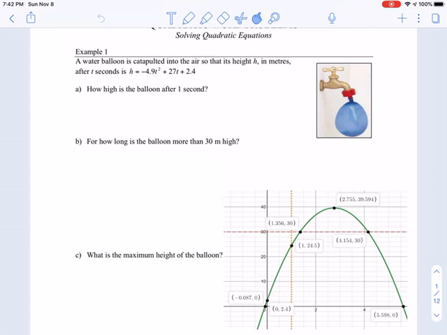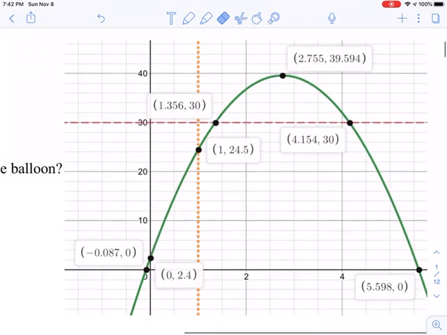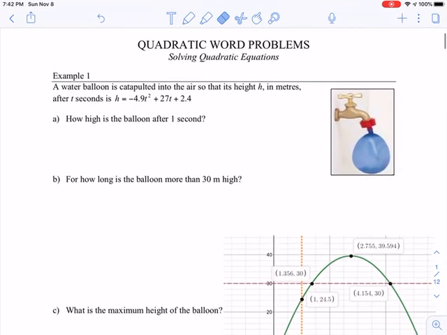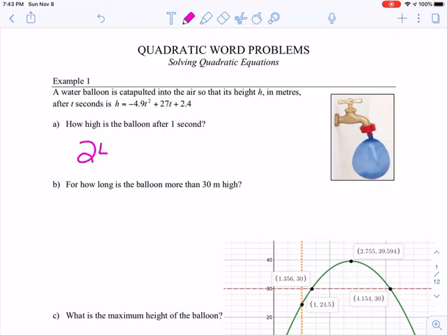So the first question is, how high is the balloon after 1 second? Now, 1 second is going to be the t value, which is the input in the problem, or the x value if you're thinking about the graph. So I marked here where we are at 1 second. That's what this orange dotted line is. And you can see that it touches the curve at this point, and that is 24.5 meters high. So the balloon is 24.5 meters high after 1 second.